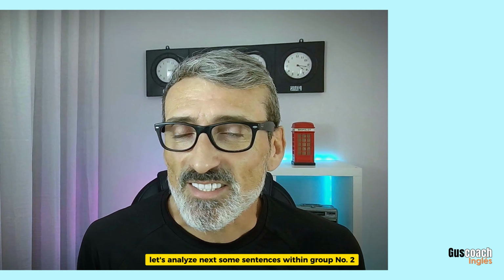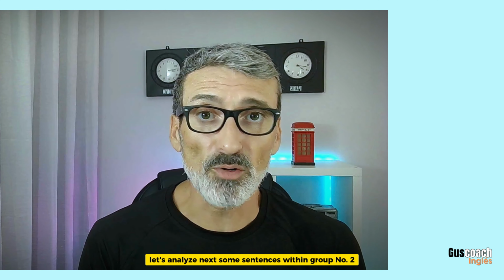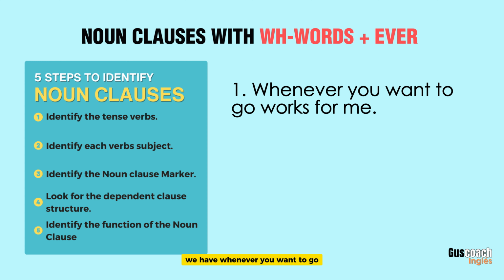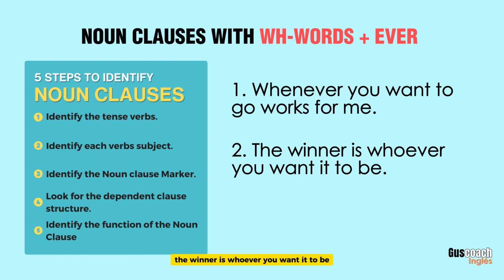Let's analyze next some sentences within group number 2, the group of the WH words plus FA. As sentence number 1, we have whenever you want to go works for me. Sentence number 2, the winner is whoever you want it to be. Step number 1, let's identify the verbs on each of the sentences. In sentence number 1, we have the verb want and the second verb is works. Sentence number 2, we have the verb to be is and the second verb is want.